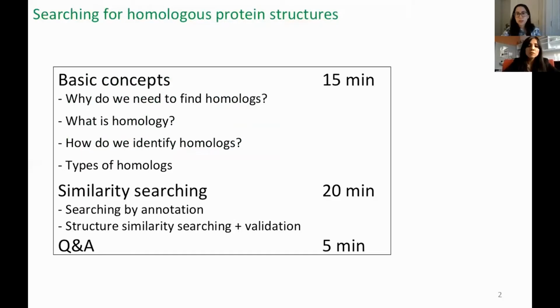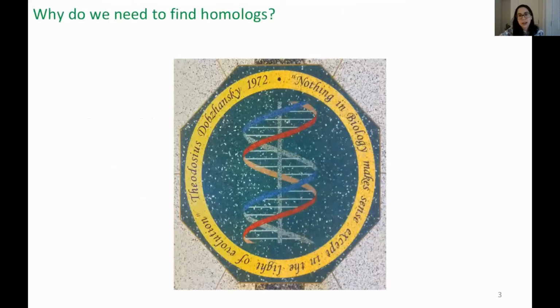So this second part of the tutorial is about searching for homologous protein structures. Right now we looked by name in the PDBe, but we are going to cover first some basic concepts and then we are going to do some exercises. Probably you are asking, but why do we need to find homologs? And this is a very famous quote by Dobzhansky that says, nothing in biology makes sense except in the light of evolution. So that's probably the answer.